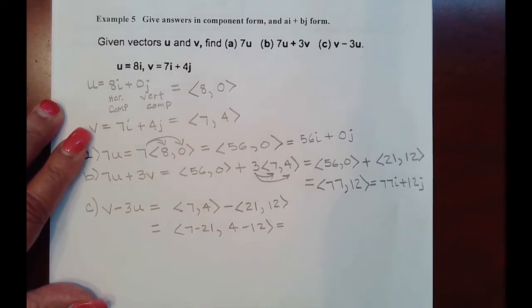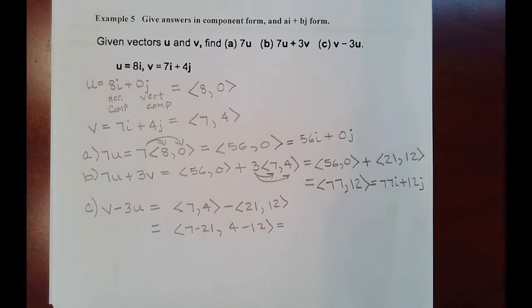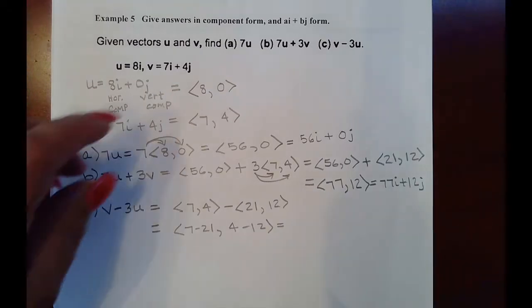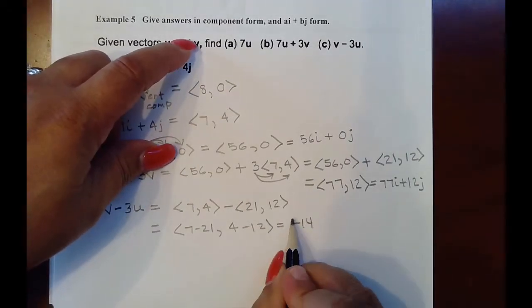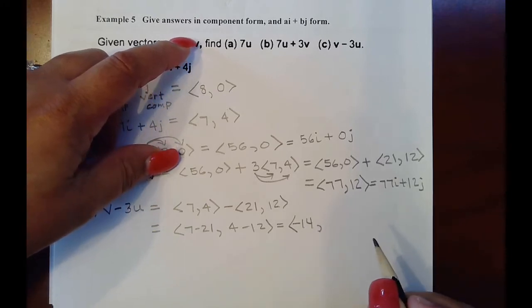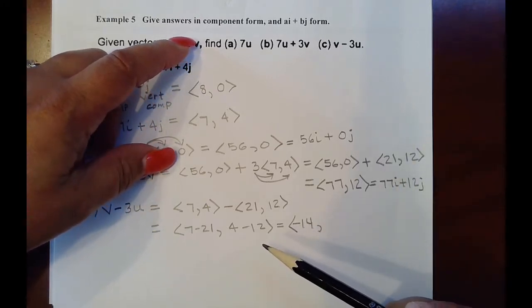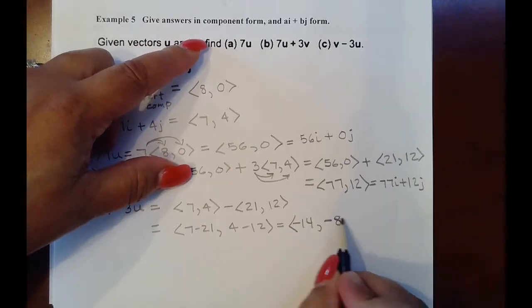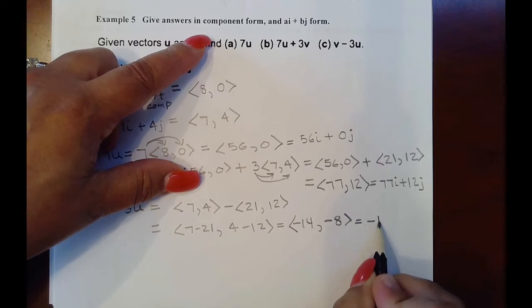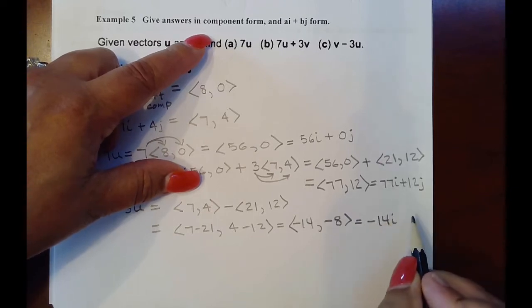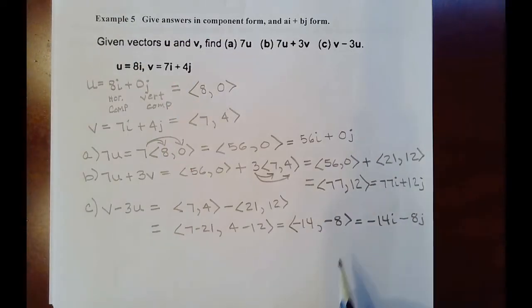Okay, that ends up, if you're taking 7 and subtracting 21, you get negative 14. And if we're doing 4 minus 12, we get negative 8. And if you want to put it in ij form, then it's negative 14i minus 8j. Okay, that's your I term. This is your j term. Okay, and that's part A, B, and C. That completes number 5.